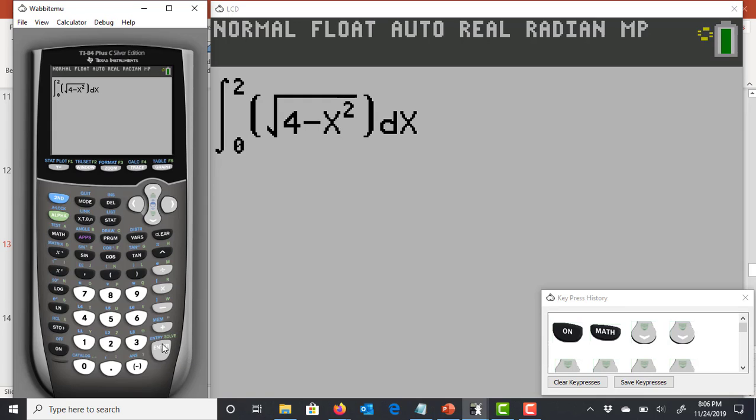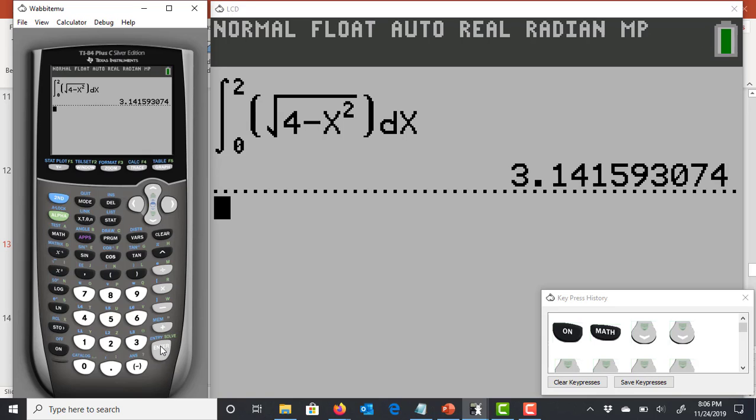And if we hit enter, we do indeed get pi, 3.141593074, an approximation of our value for pi.